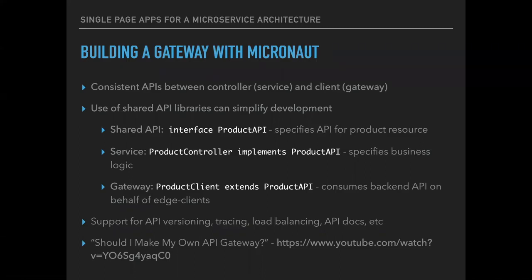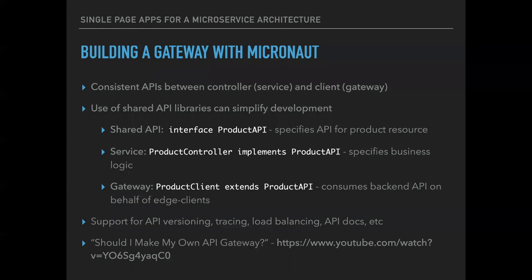And of course, if you are going to use a standalone API gateway product, then it's going to be specific to the product you're using as far as how you actually implement it and how it interacts with your single page application. But one of the things I want to talk about specifically in this webinar is how you can build a gateway using Micronaut. And there's actually, I think, a number of reasons why this makes sense.